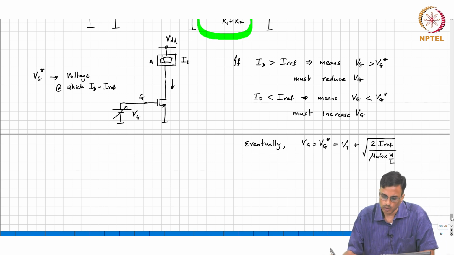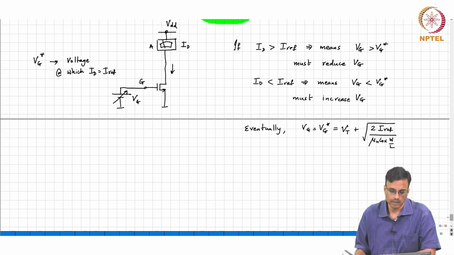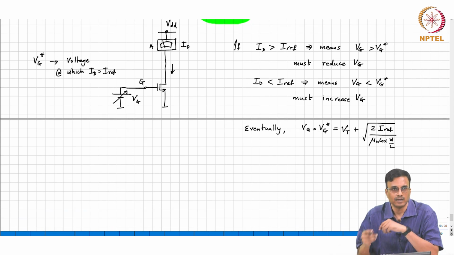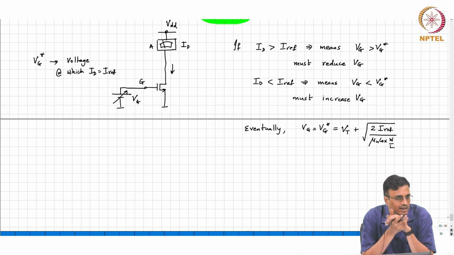So what are we trying to do? We need to compare the current in the transistor, the drain current ID, with the desired current I ref. What is the meaning of comparison? What is comparison?